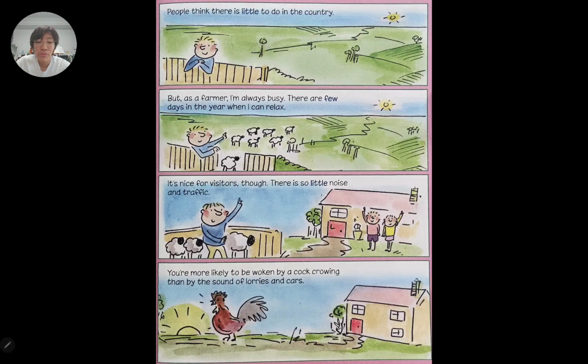But as a farmer, I'm always busy. There are few days in the year when I can relax. It's nice for visitors though. There is so little noise and traffic. You're more likely to be woken by a cock crowing than by the sound of lorries and cars.